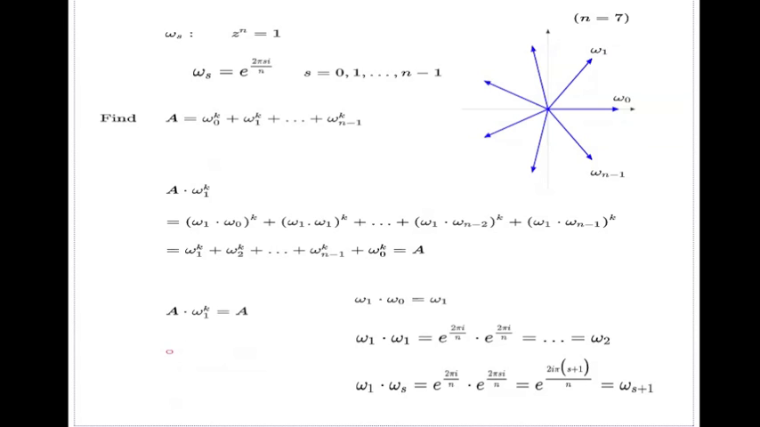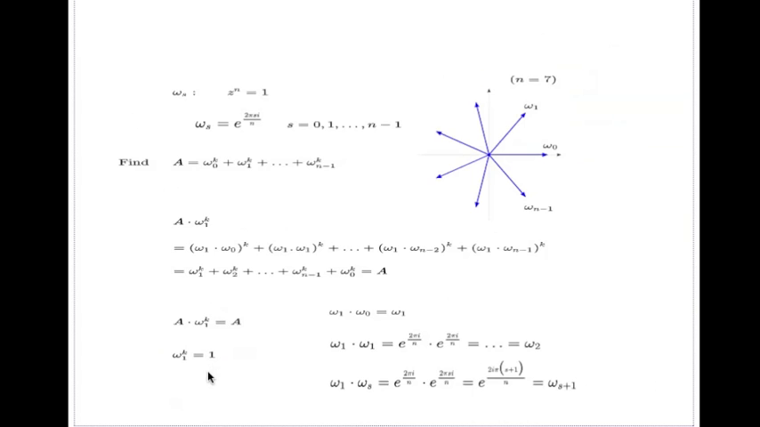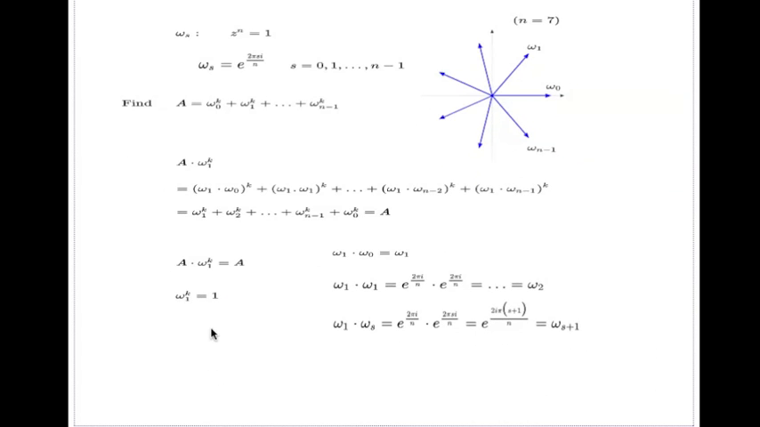You either have that omega 1 to the power k equals 1, or you have, let me just zoom out a little bit and lift it up, let's see if I can find it, or you have A equals 0. I think I have a little "or" here for you.